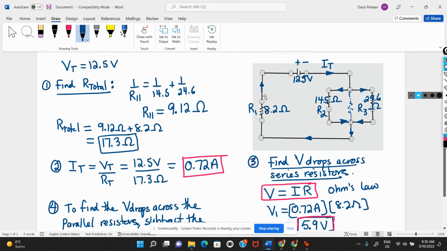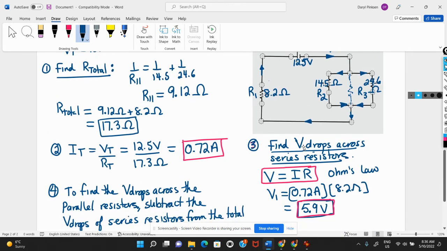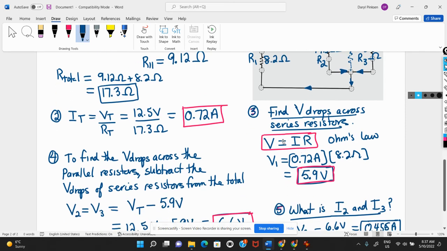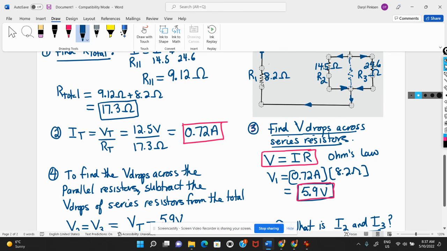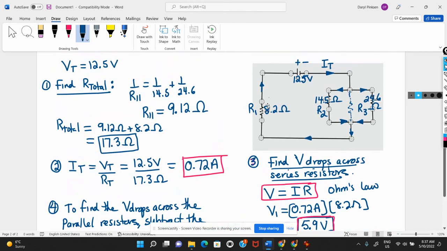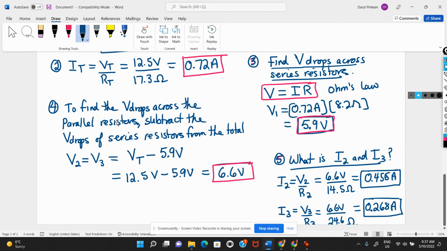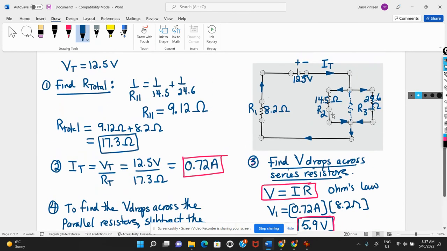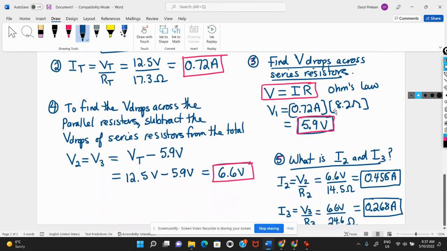Once we know how much current is flowing through the series resistor, we can find the voltage drop across the series resistor. And if there were more than one, we would do this for each one of them. The voltage drop is current times resistance. We know the current, we know the resistance, and we know the voltage drop across R1. Now all we have to do is subtract that voltage drop from the 12.5, and that gives us the voltage drop that must occur across R2 and R3. And we found that it was 6.6. And our FET simulation indicated that was correct. The voltage drop here and here is 6.6.